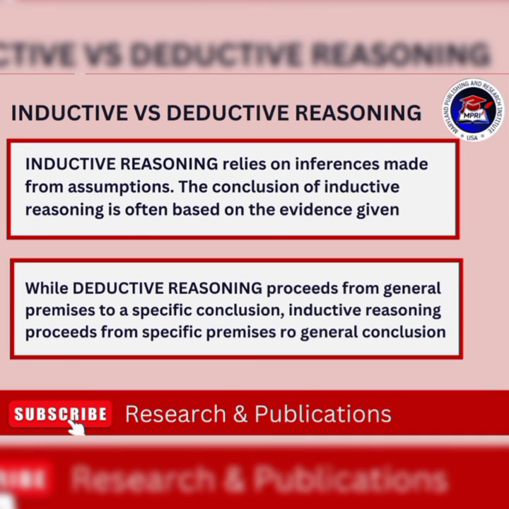Inductive reasoning relies on inferences made from assumptions. For example, the sun will rise tomorrow because the sun always rises in the morning. Another example could be if a person has only ever seen birds that are white before, so the person will always assume that all birds are white. In conclusion, inductive reasoning is often based on the evidence given.